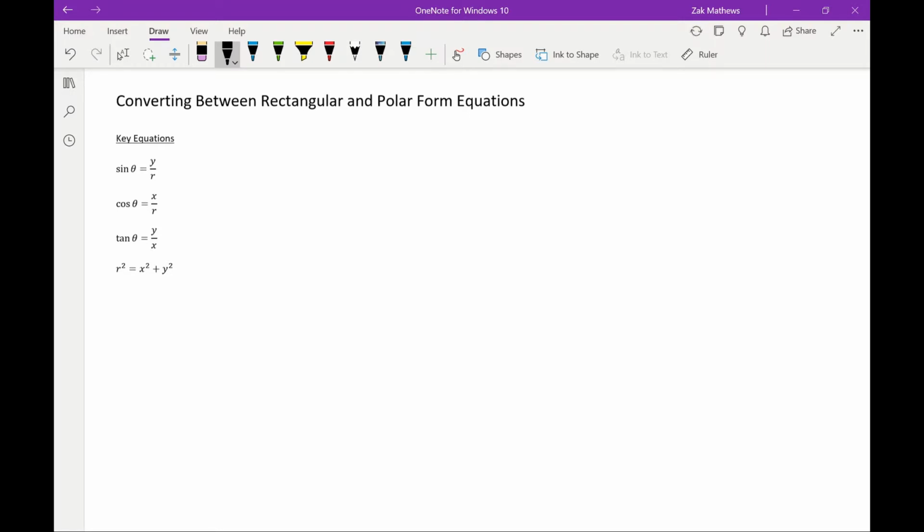We're going to use the same formulas, the same key equations that we used when we were working with polar and rectangular points. And really, these four formulas we've seen over and over again in trig. Sine, cosine, and tangent, we've used these over and over again, and then the r squared, this is just the Pythagorean theorem, we've used this as well. So these are the four basic equations we keep coming back to.